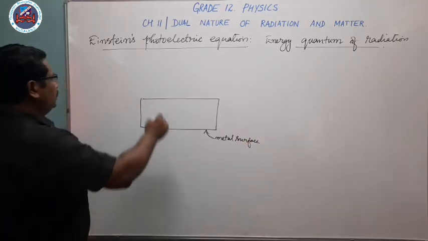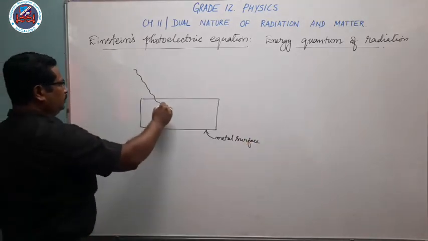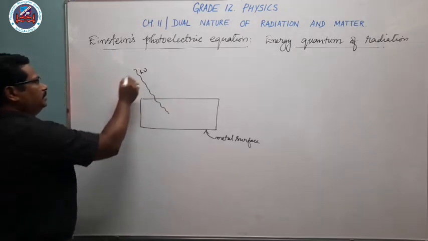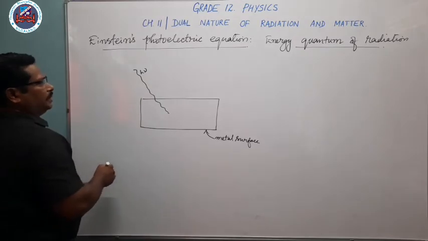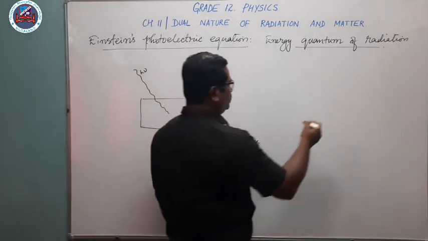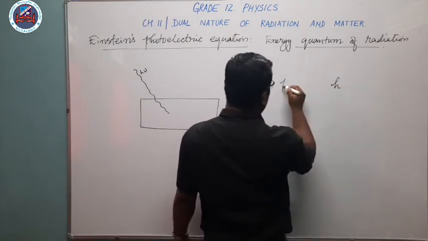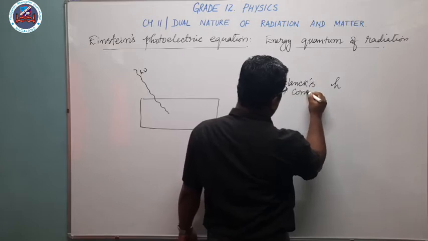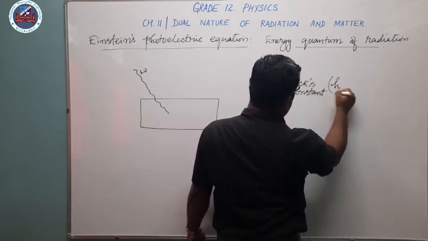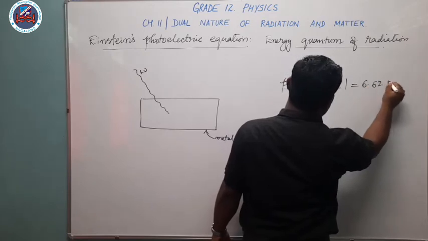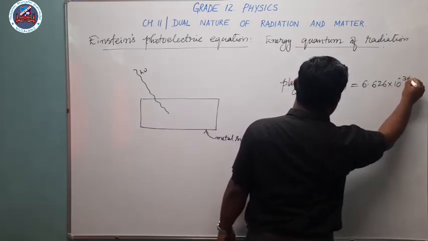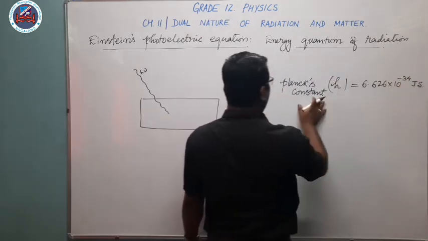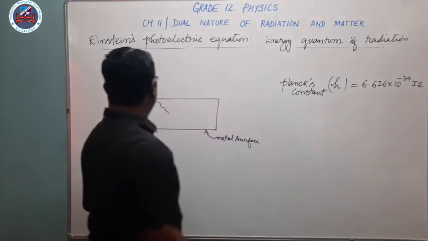According to him, when a photon of energy h nu arrives, here h is Planck's constant and nu is the frequency. Planck's constant h has a value 6.626 into 10 to the power minus 34 joule second. This is a constant named after Max Planck.